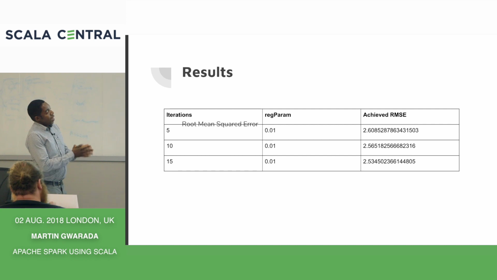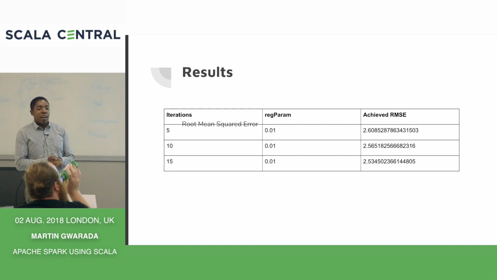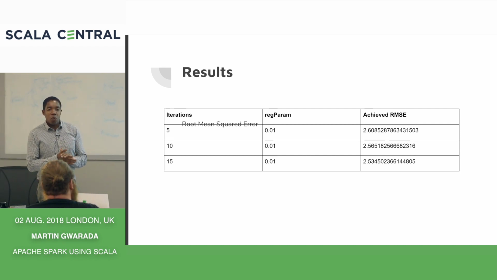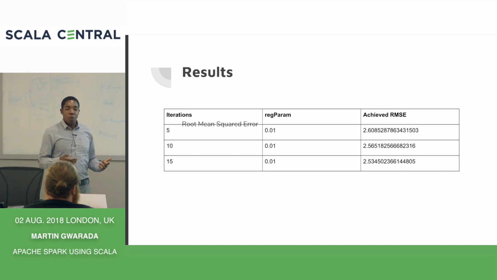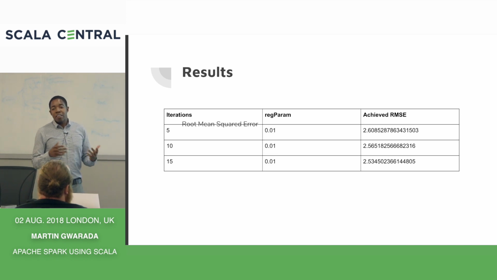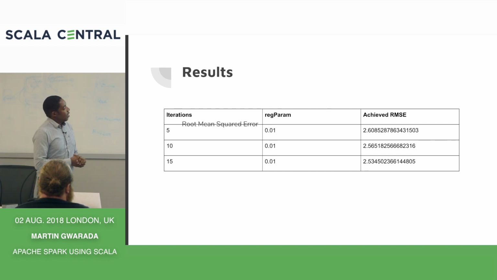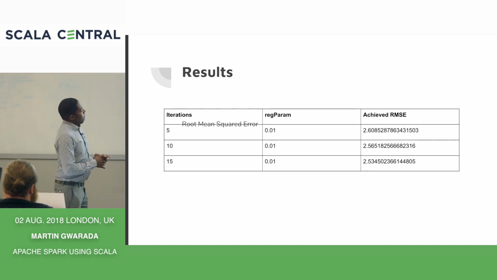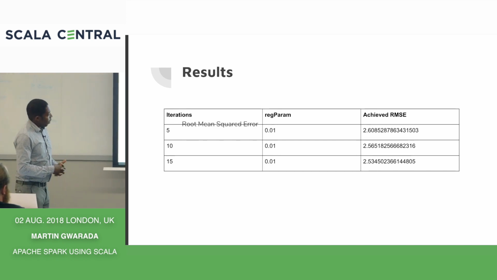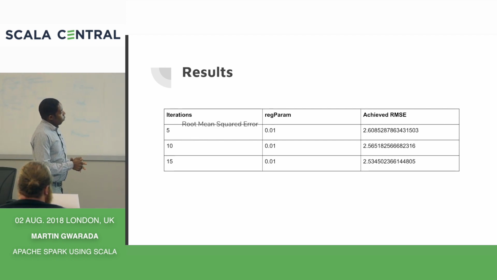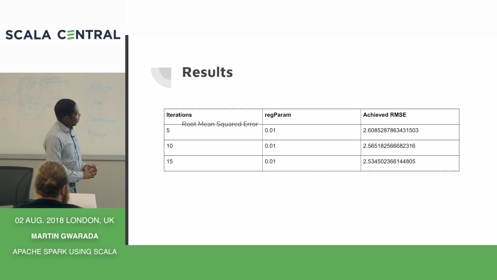However, ideally, you want a score below 1. So my scores, they're not good enough, basically. Ideally, you want a score under 1 for you to say your model is good enough, at least so you can take it to production. So in this case, I could have continued until I got a lower score, a lower RMSE.